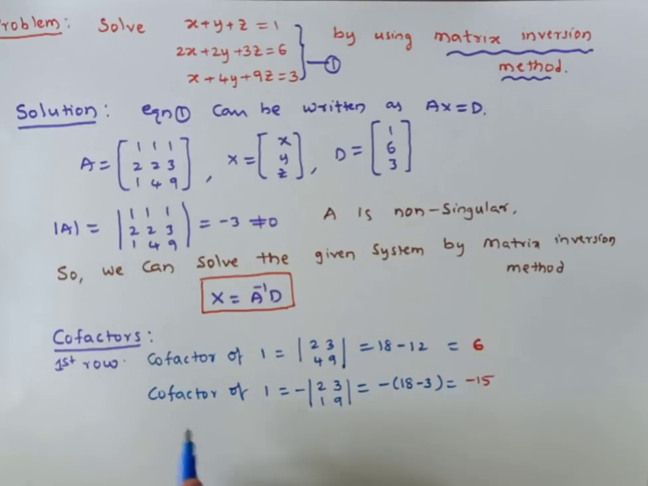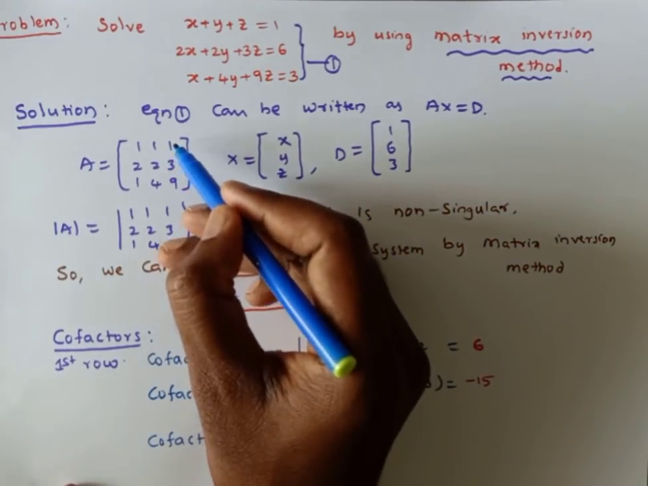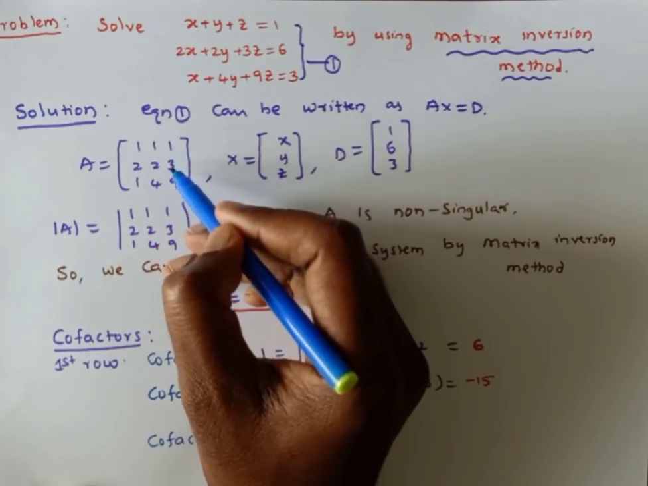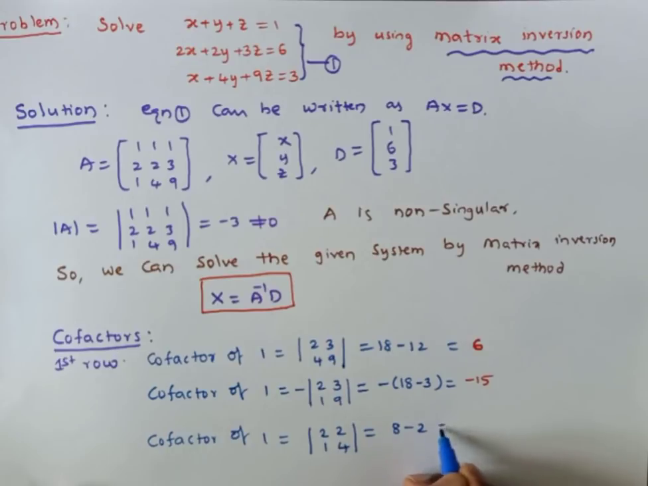Next, the cofactor of the next element, which is again 1. It is present in the first row, third column, therefore the sign is positive. By deleting the first row and third column we get the elements 2 2 1 4, which is 8 minus 2, equals 6. So similarly, find the cofactors of the second row and third row.